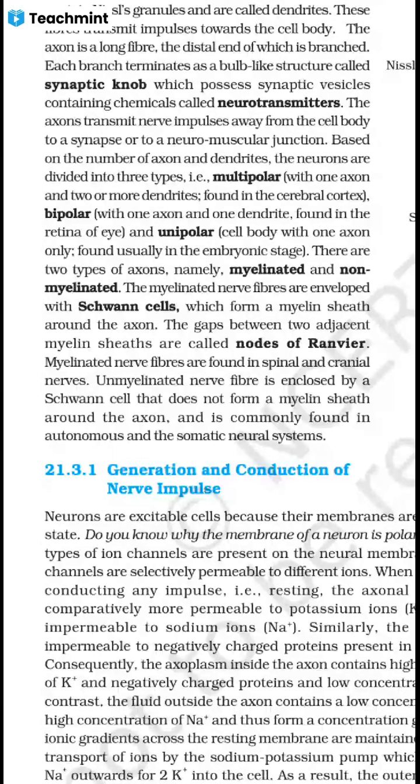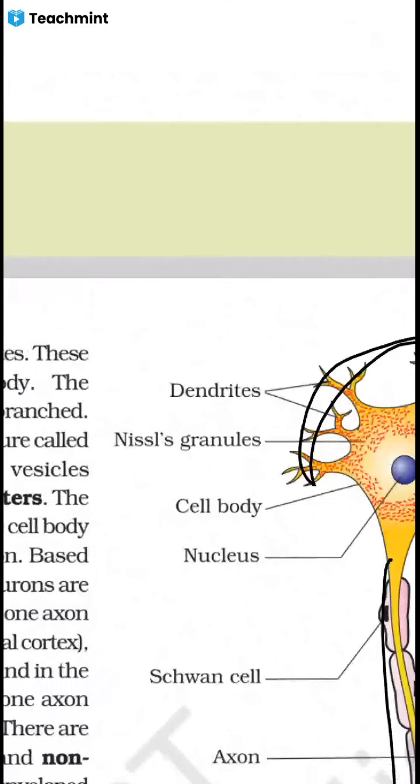Based on the number of the axons and dendrites, the neurons are divided into three types. Means depending on the number of the axons and dendrites. First one is your multipolar. Multipolar means with one axon and two or more dendrites. One axon, two or more dendrites. मतलब कि one axon and two or more.